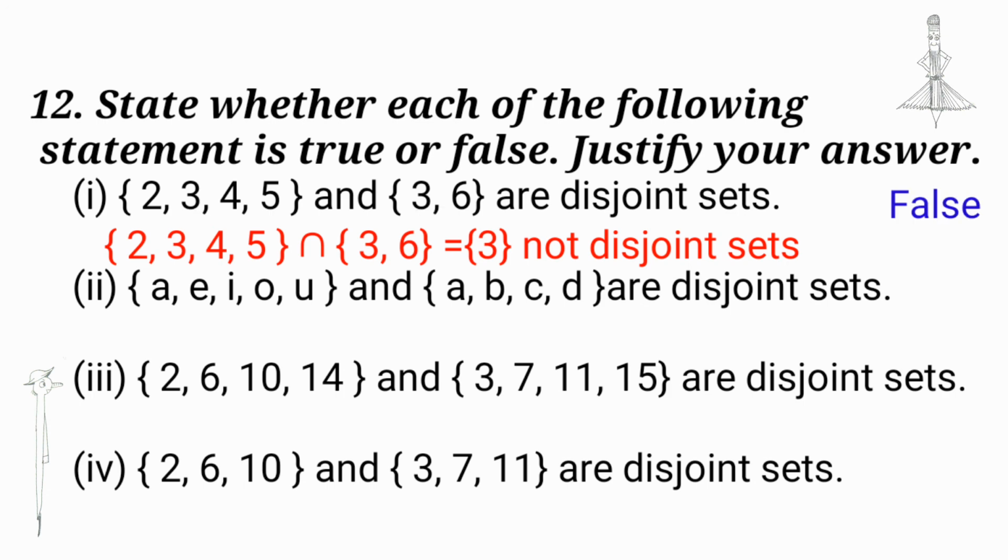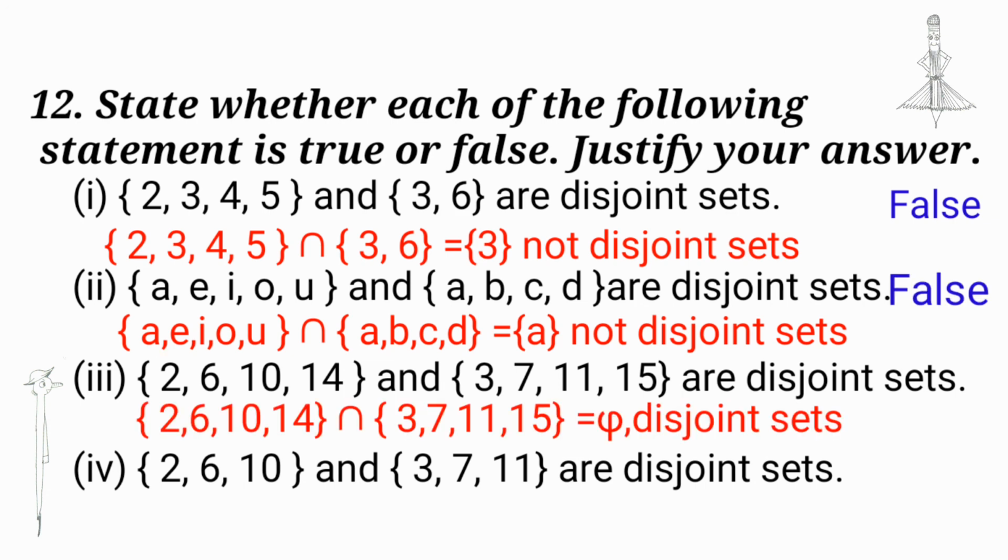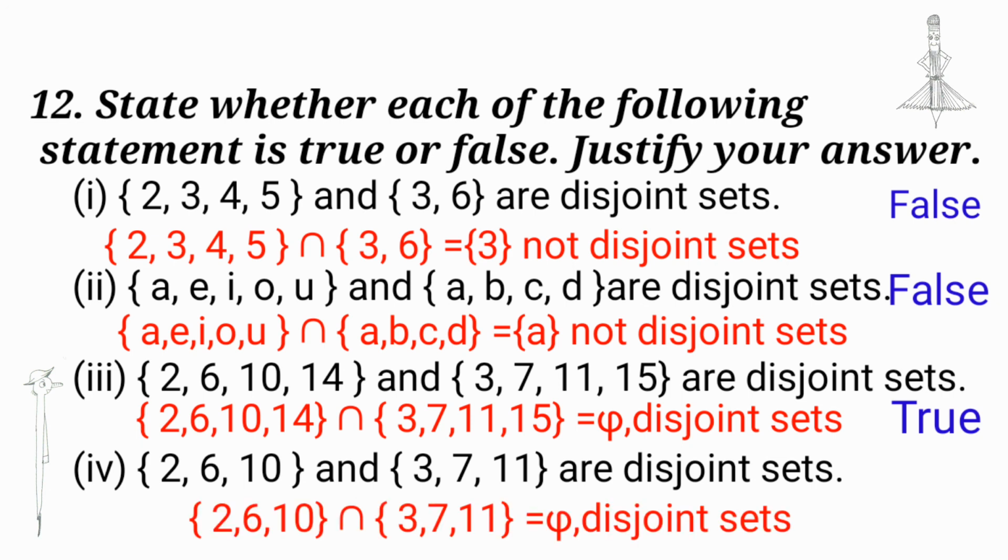Next, set {A, E, I, O, U} and {A, B, C, D}. We get set {A} common to these sets, therefore it is not disjoint. Intersection of these two sets, we get a null event, therefore these two sets are disjoint. Next, {2, 6, 10} intersection {3, 7, 11}, we get a null event, so it is disjoint.